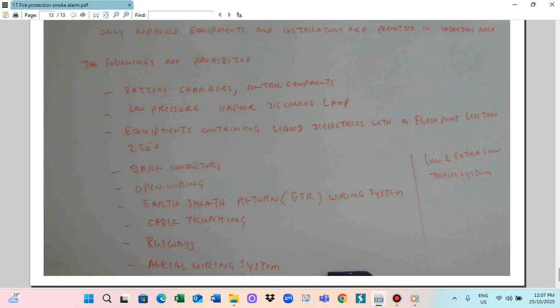We cannot use an open wiring system, and also cable trunking, busway, and the extra-low voltage track system. They cannot be used in the fire hazard area.